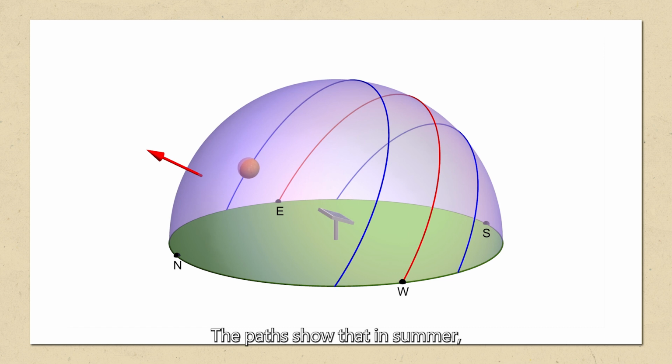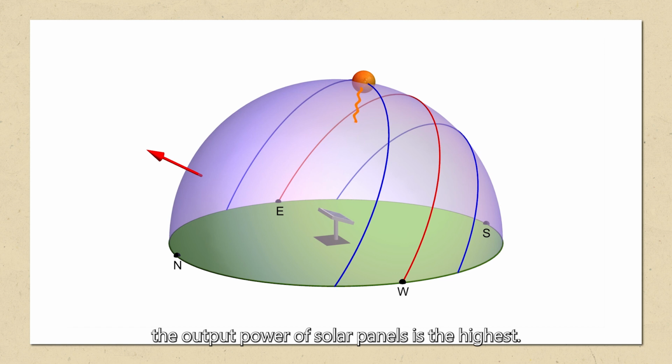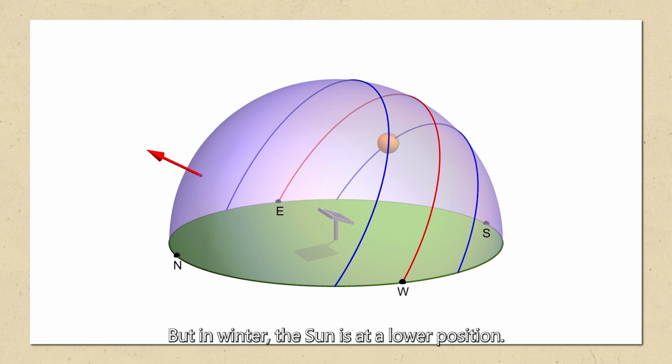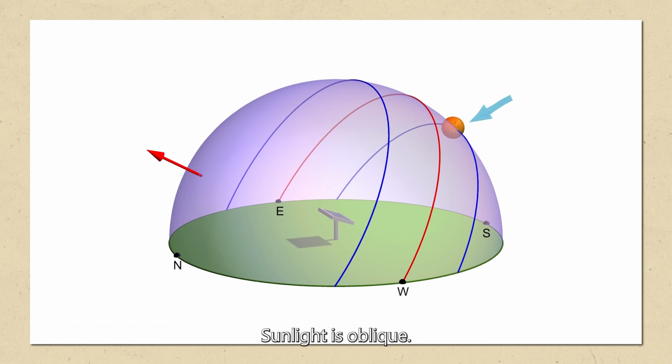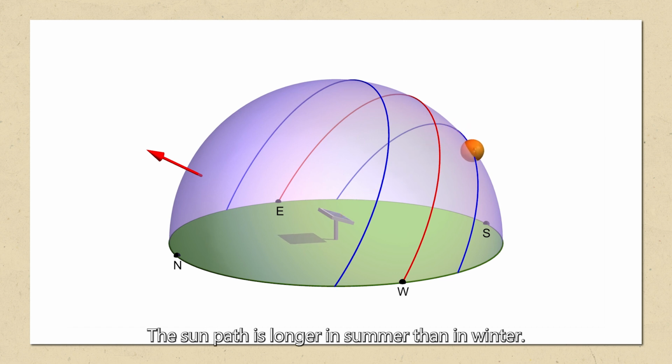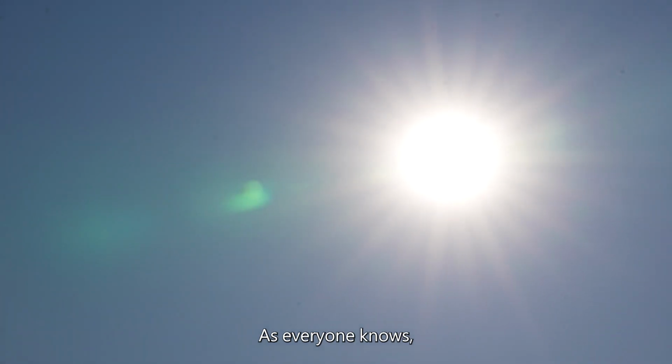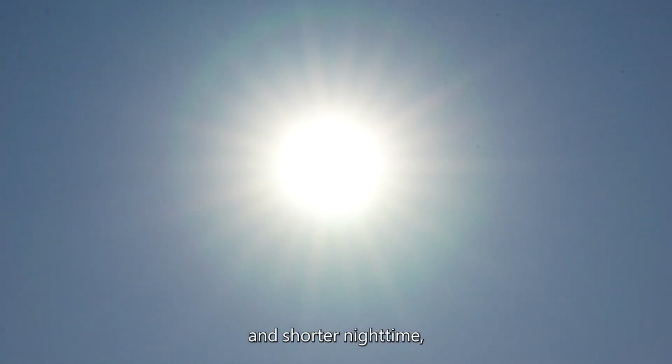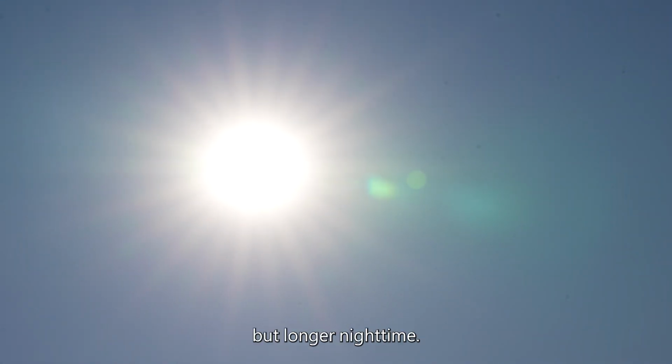The paths show that in summer, the sun is high in the sky at noon. Sunlight is almost normally incident. At that time, the output power of solar panels is the highest. But in winter, the sun is at a lower position. Sunlight is oblique. The output power of solar panels decreases. In between are spring and autumn. The sun path is longer in summer than in winter. As everyone knows, summer has longer daytime and shorter nighttime, while winter has shorter daytime but longer nighttime.